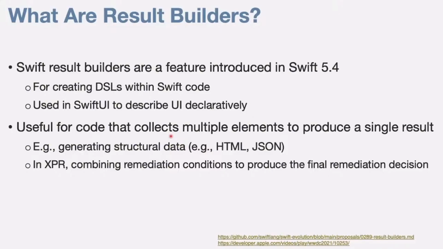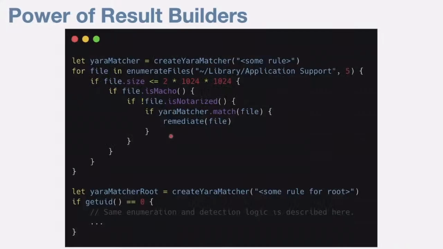More generally, they can be used to create a DSL for collecting multiple elements and building a single result, like generating HTML, XML, JSON. In XPR, Apple uses result builders to combine multiple conditions into their final remediation decision. So what happens if we apply this idea to the remediation logic? Remember the example from earlier. By using a DSL provided by Swift result builders, we can express this much more cleanly.